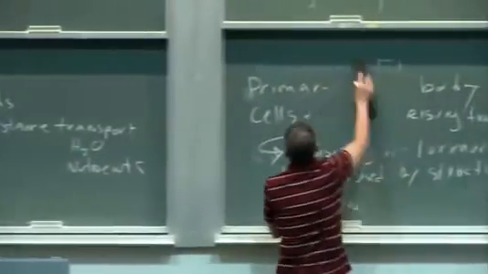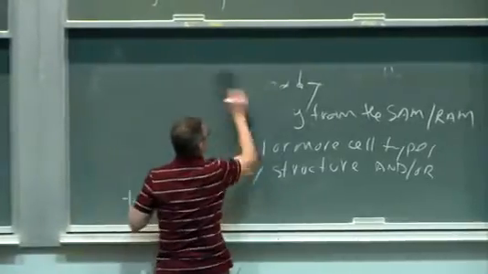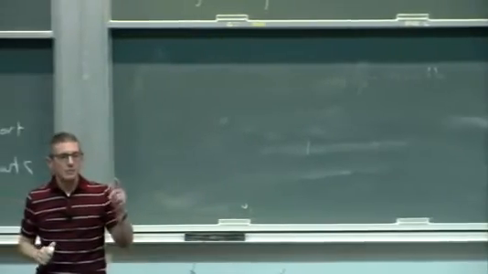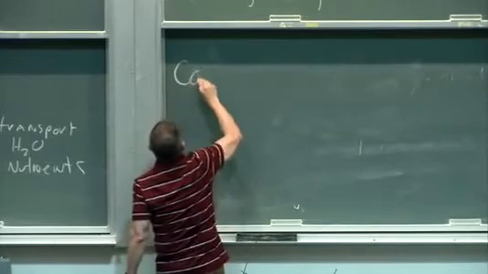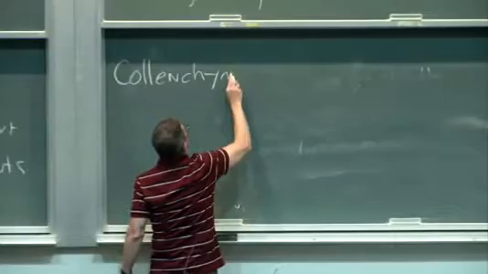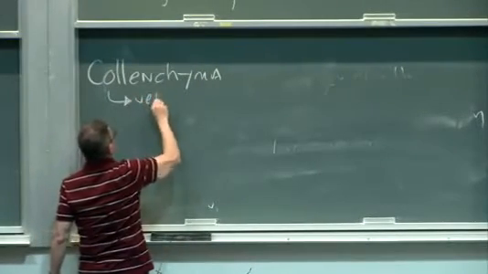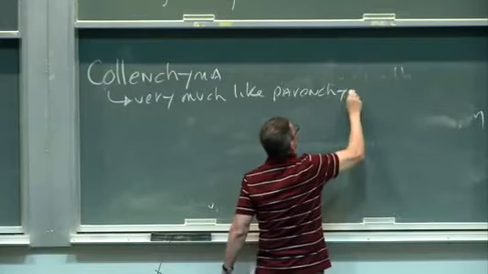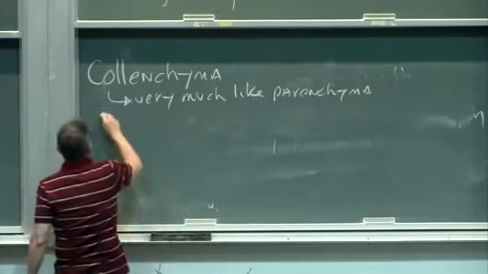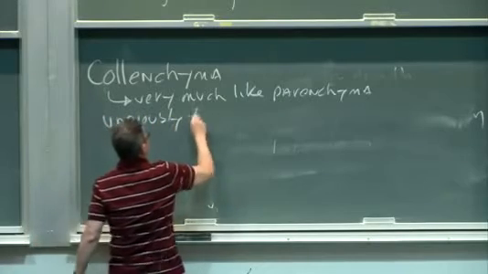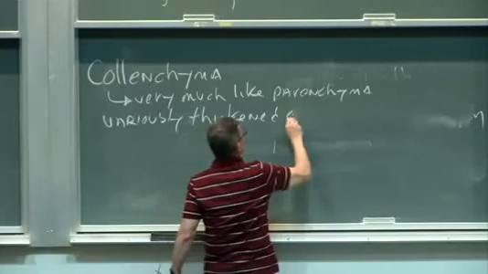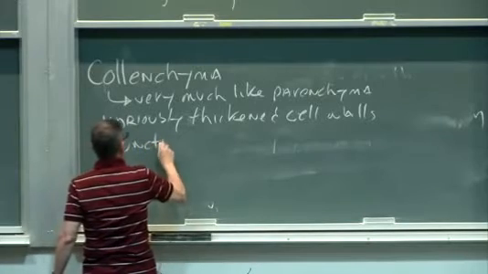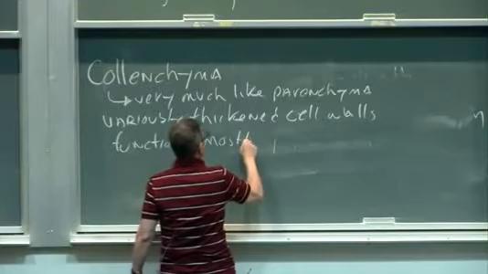The second cell type which we want to consider, we believe, was evolved from the parenchyma cells and is in many respects exactly identical to the parenchyma cells, except one major difference. The second cell type is known as collenchyma. It is very much like parenchyma, except one important difference. It has variously thickened cell walls. And it functions mostly in support.